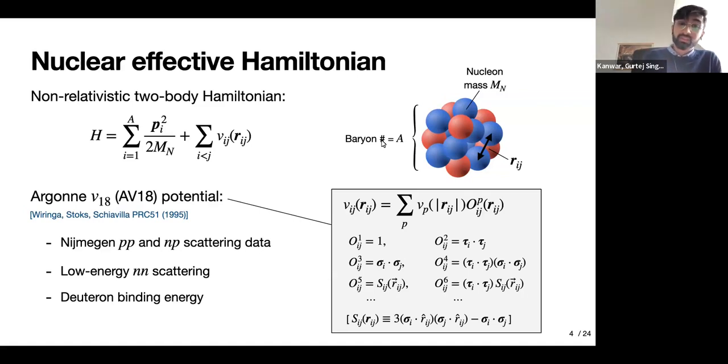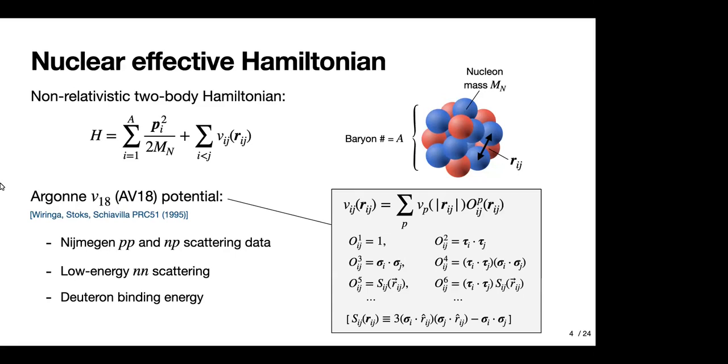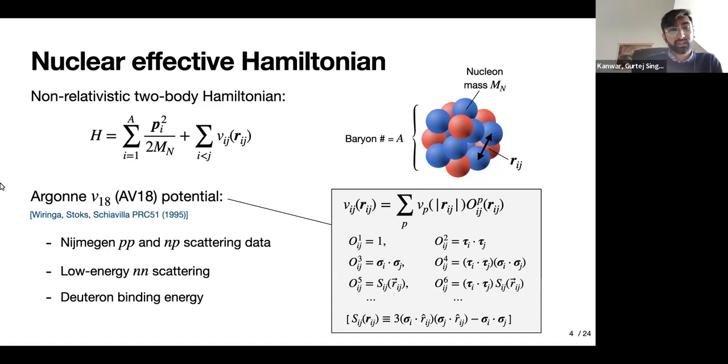And that potential can be essentially fitted to the best available data that we have. For example, one leading potential in this space is the Argonne v18 potential. This has been fit to the Nijmegen proton-proton and neutron-proton scattering data, as well as low-energy neutron-neutron scattering data and the deuteron binding energy, and gives a very good fit to these results.